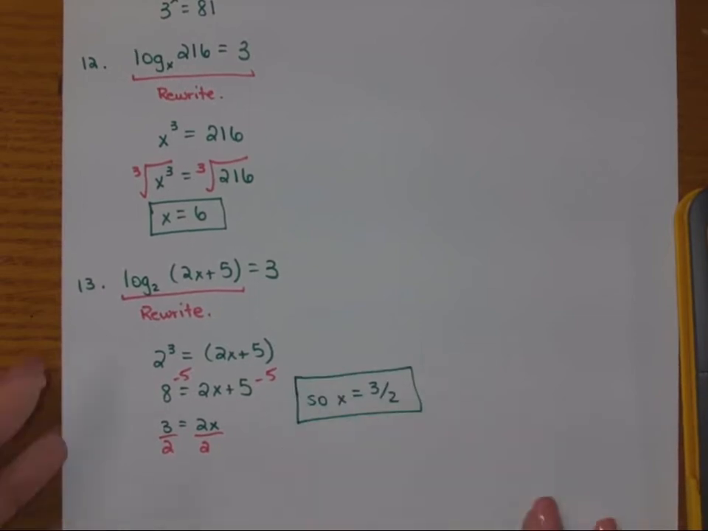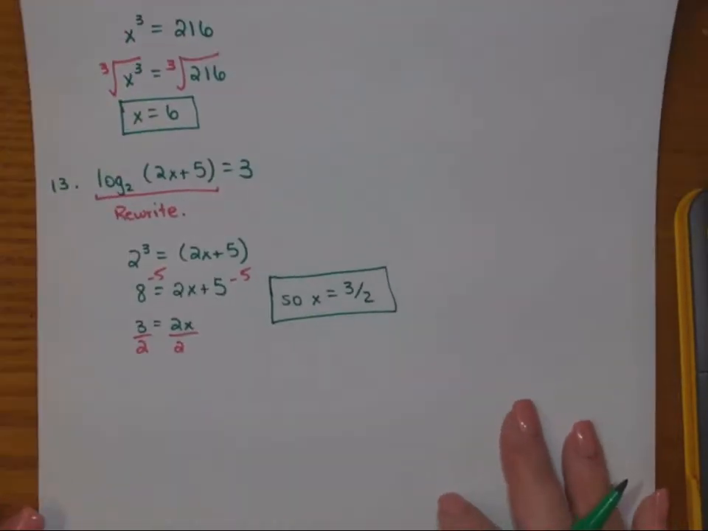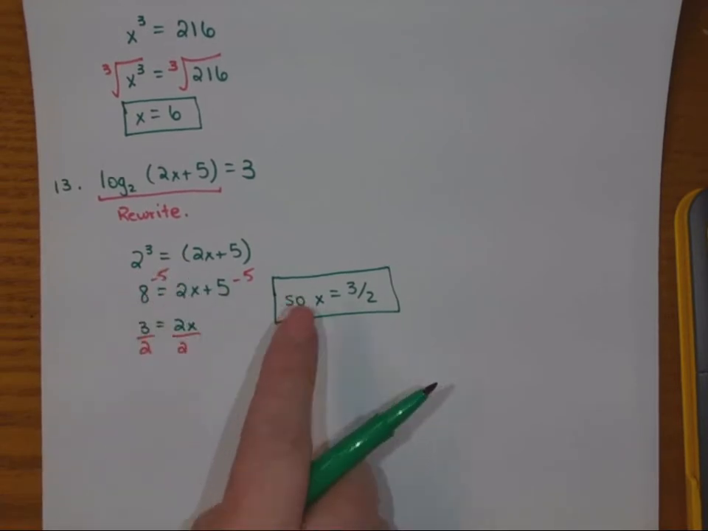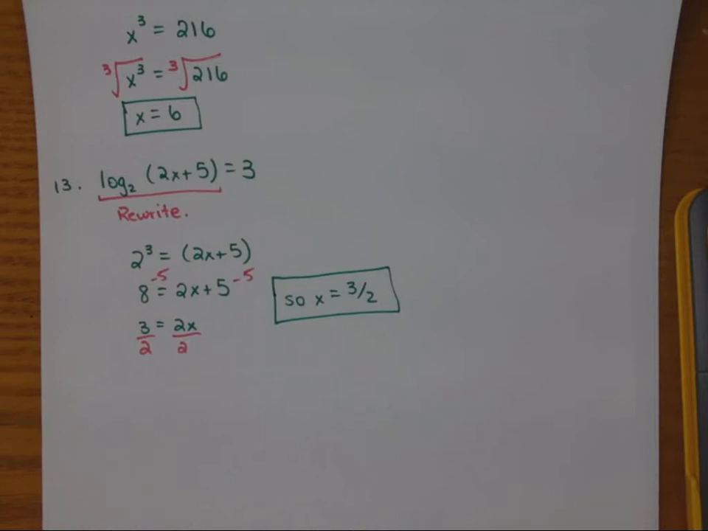Okay, always make sure you make your answer clear, circle it. So notice I needed this rewrite step to solve the problem, but in the end I just want to know what x is. Okay, so that should be what you circle.